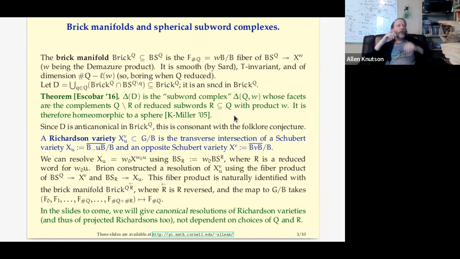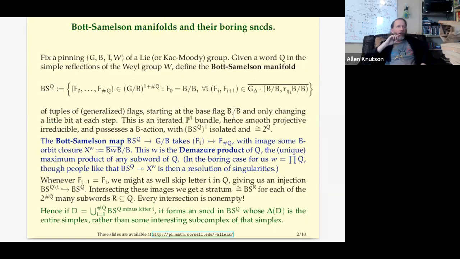Okay, so a Richardson variety is like a Schubert variety. Remember, I had these Schubert varieties, which are these B orbit closures in G mod B. Since I need both of them, I'd actually prefer to call this an opposite Schubert variety. So I'm going to do that. This will be an opposite Schubert variety. And if you take a B minus orbit closure, I'm going to call that a Schubert variety.